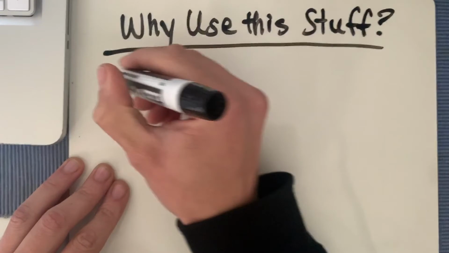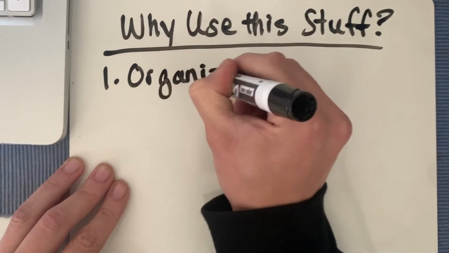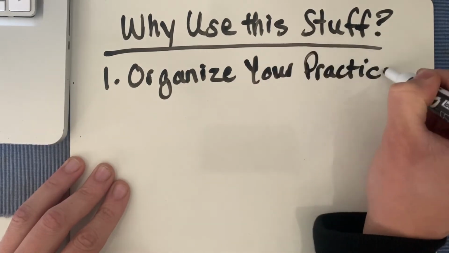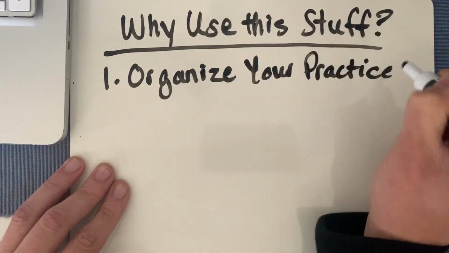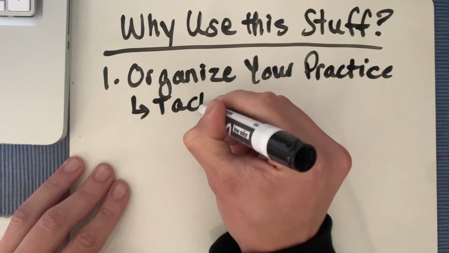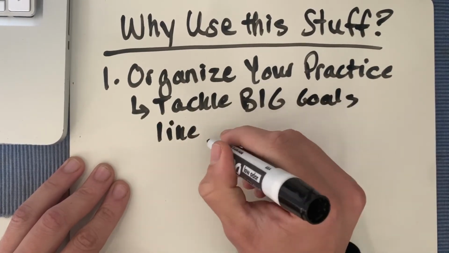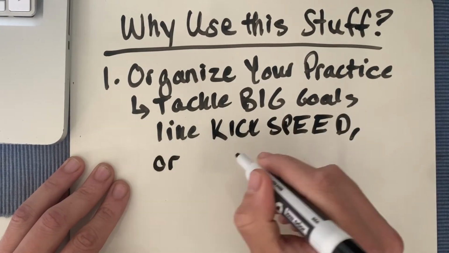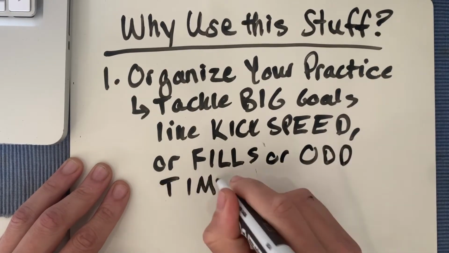So why do we need grids and gauntlets? The first reason to use grids is to get organized with your practice. You can use grids and gauntlets to tackle big goals like kick speed or fills or odd time playing or rudiments.